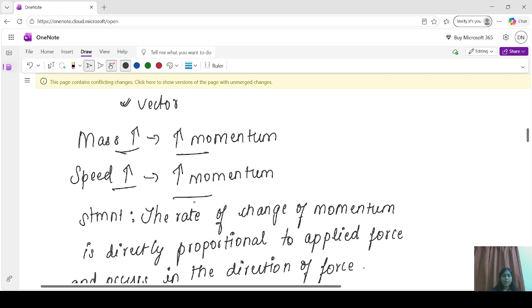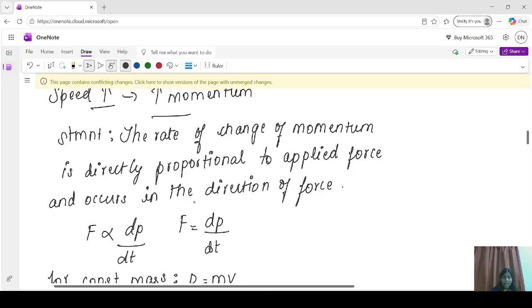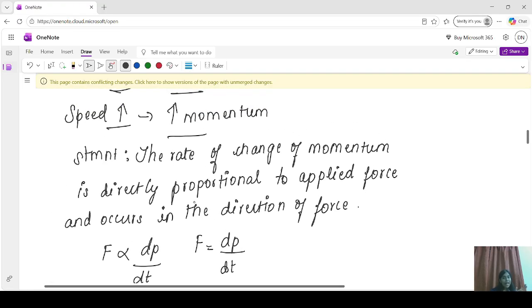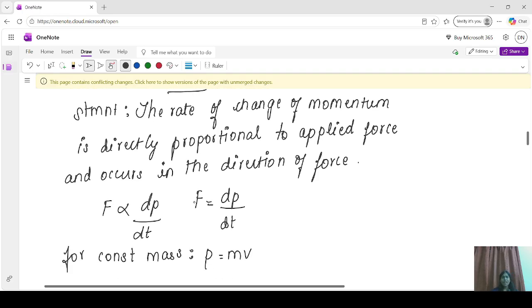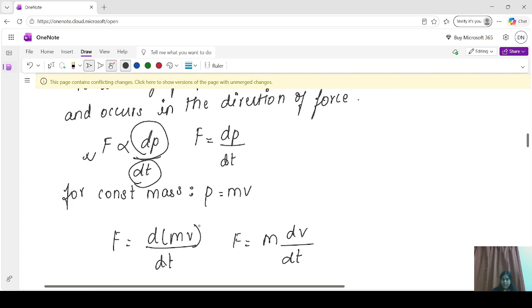Okay, and now, what is the statement of the second law? The rate of change of momentum is directly proportional to the applied force and occurs in the direction of the force. And what does that mean? They have mentioned that the rate of change of momentum is directly proportional to the applied force and the direction of the force, right? And now we will be taking the formula of F is directly proportional to momentum and time. Okay, and F is equal to dp by dt, that is delta p divided by delta t.